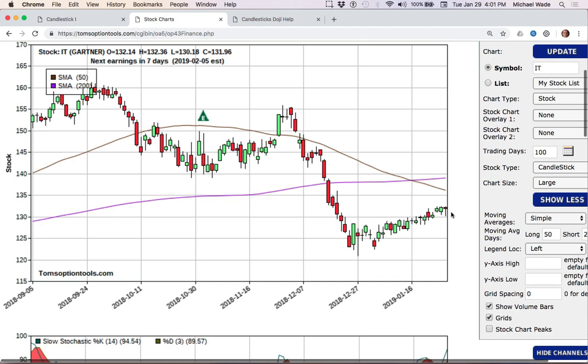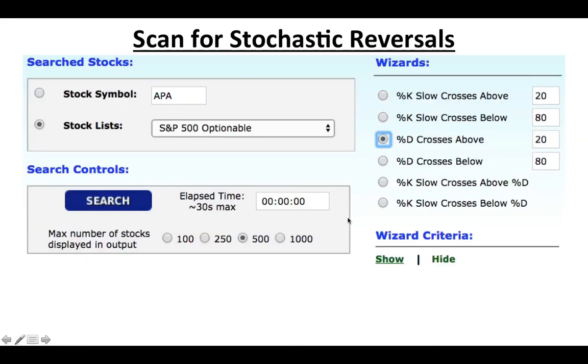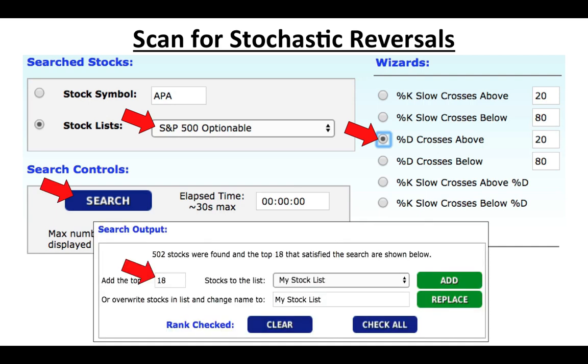All right, so just to summarize, what we do is you scan for stochastics. You can use RSI, you can also use ADX, but what we did just now is we ran against the S&P 500. We look for a %D cross above 20. Those are the bullish reversals. We click search, and then we save the top 18 of those into my stock list by clicking replace.